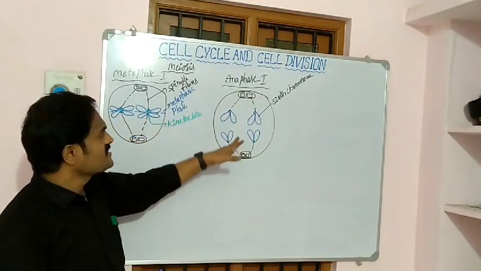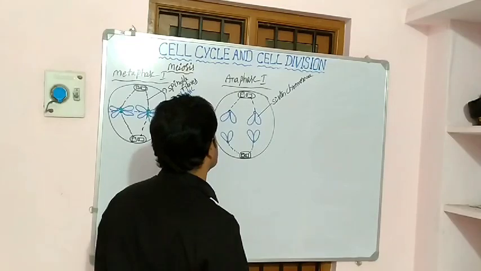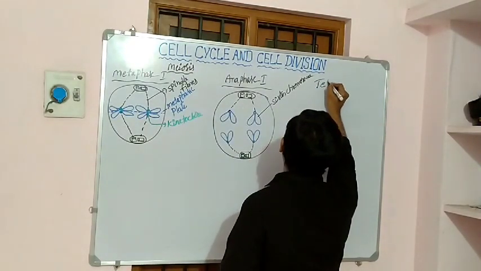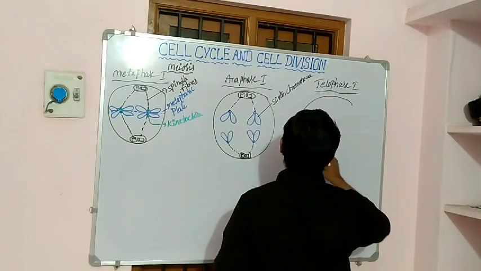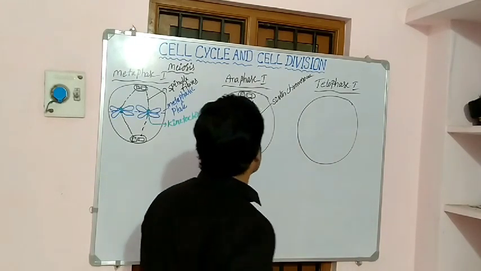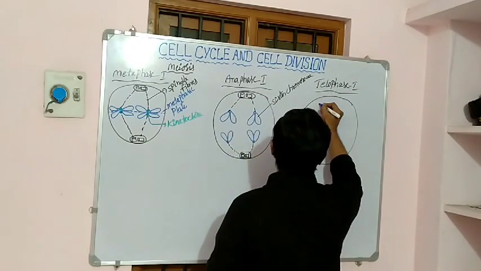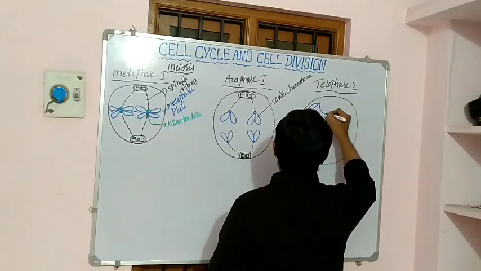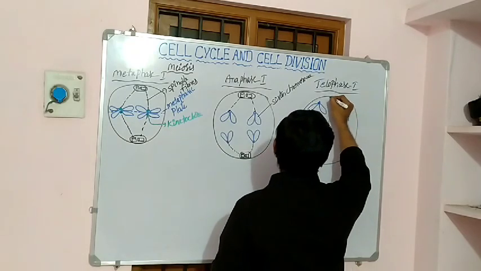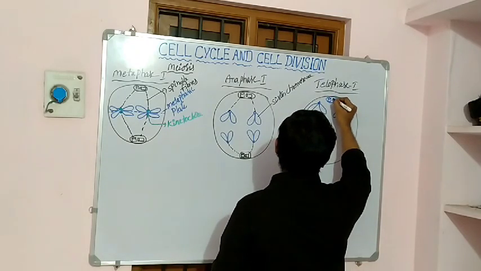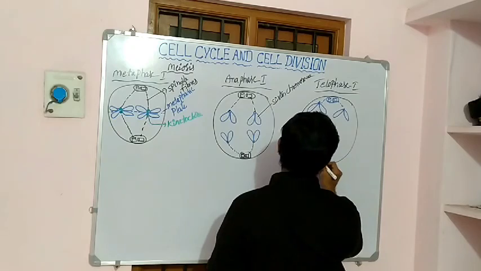Next, after completion of the anaphase, the cell enters into one more phase, that is called what? Telophase. Telophase 1. During telophase 1, what will happen here? The chromosomes completely reach the poles. See, mostly the chromosomes reach the opposite poles, like this. So here the centrioles reduce the spindle fibers. The spindle fibers start to disappear.